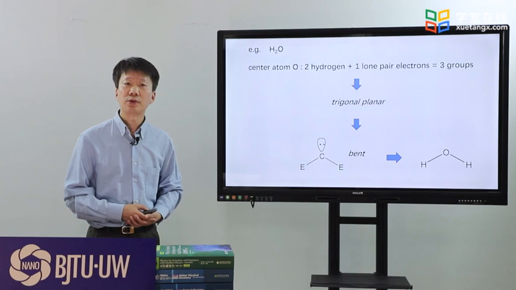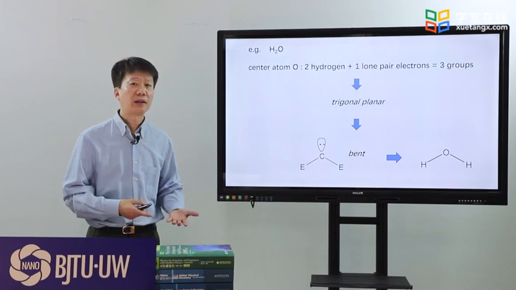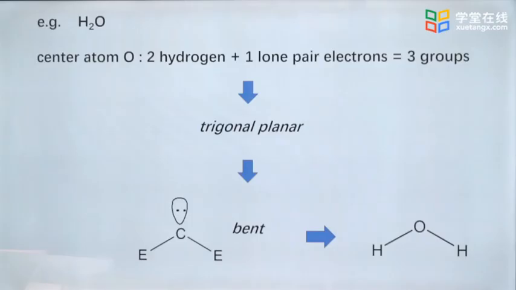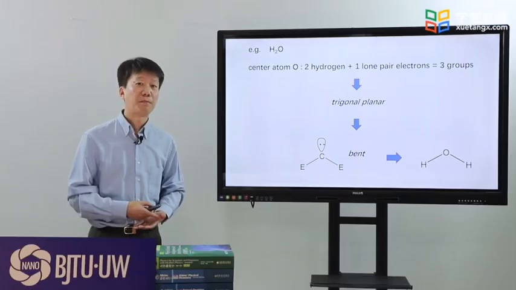For example, how to determine the most probable structure of water molecules? You may find two terminal hydrogen atoms and one lone pair of electrons, three groups in total. Then you can find the structure of three groups in the VSEPR table for structures. You find the bent structure is the most probable one.